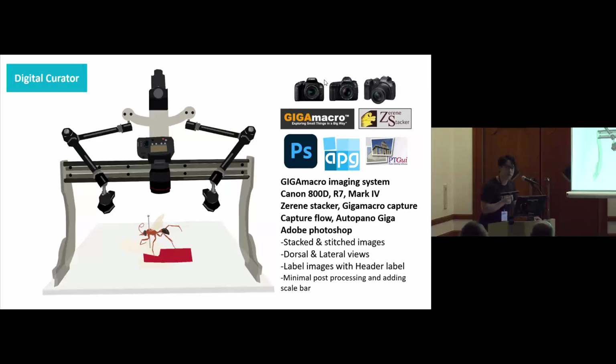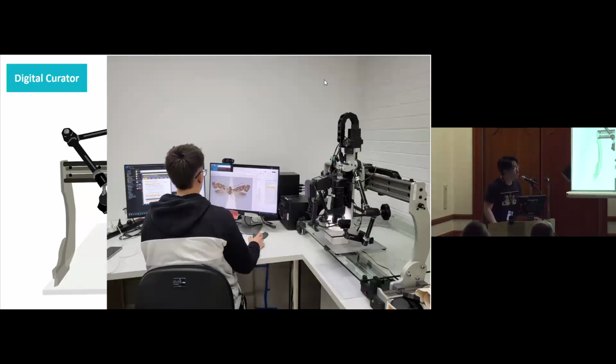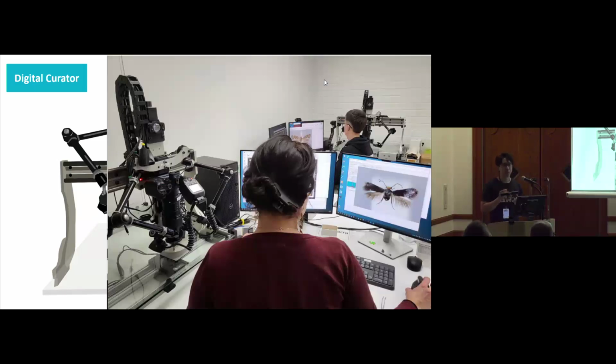And usually for a type specimen, we'll have standard dorsal and lateral shots. And we will also image the labels, the header labels, with very minimal post-imaging processing. Now here you're looking at a couple of images of our digital curators working at their stations, imaging the type specimens. These specimens need very careful handling, especially the type moth types. Some Lepidopteran types have wings that are so fragile, even just pulling them out of the drawers, with a little wind, they just go into the air.